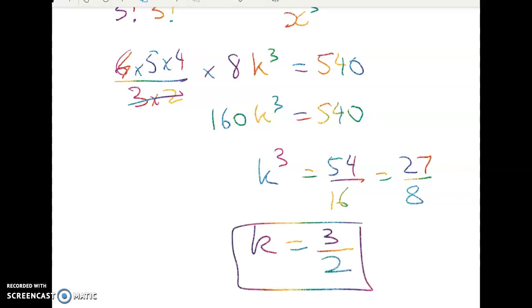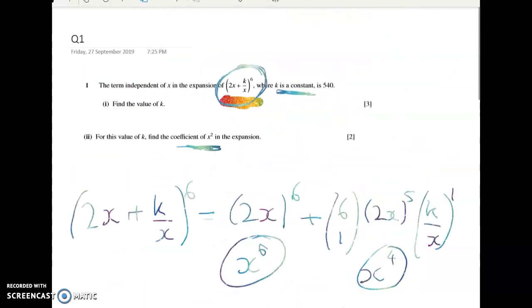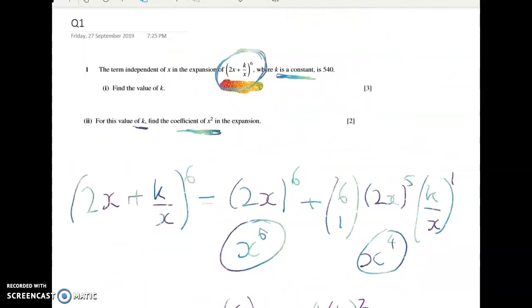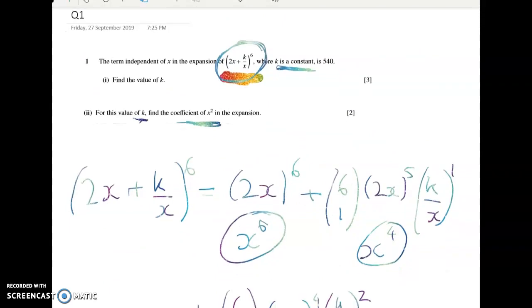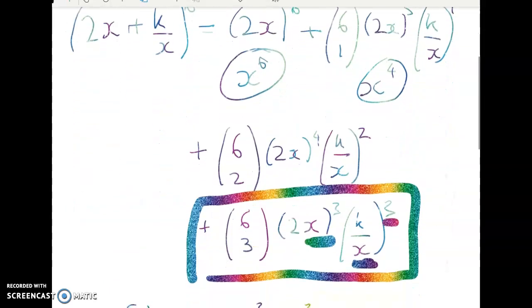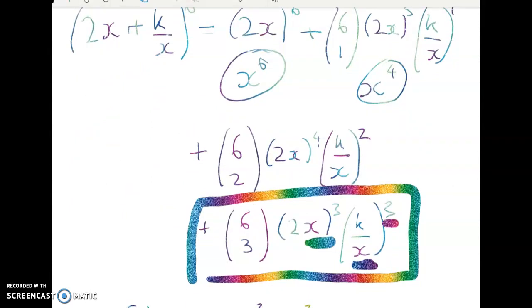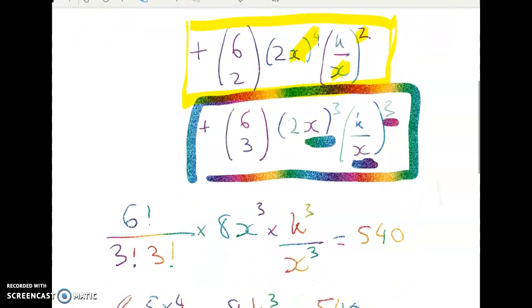So that's the first few marks done. Now going back to the question, what do we have to do? Well, for this value of k, find the coefficient of x squared in the expansion. So we've actually got that written out here already. It's this one here, right? You can see that it's got an x to the power of 4 here and an x squared. So we're now going to clean that up.